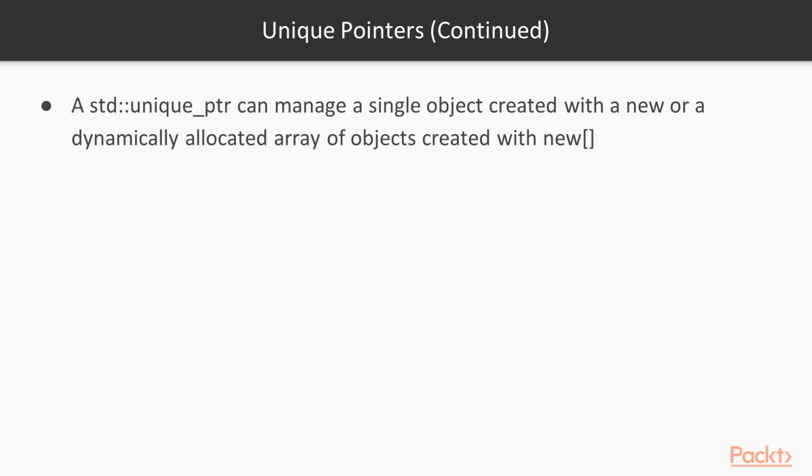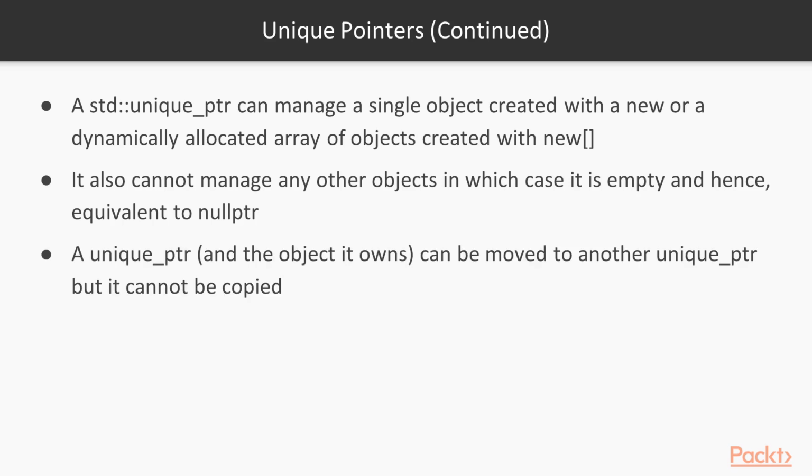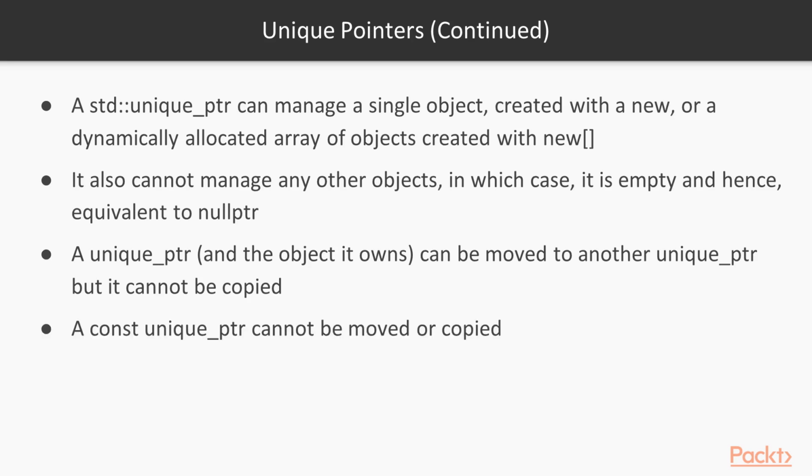A unique pointer can manage a single object created with new, or a dynamically allocated array of objects created with the new array operator. It can also not manage any objects, which is an empty unique pointer and is equivalent to the null pointer. A unique pointer and the object it owns can be moved to another unique pointer, but it cannot be copied. A const unique pointer cannot be copied or moved.